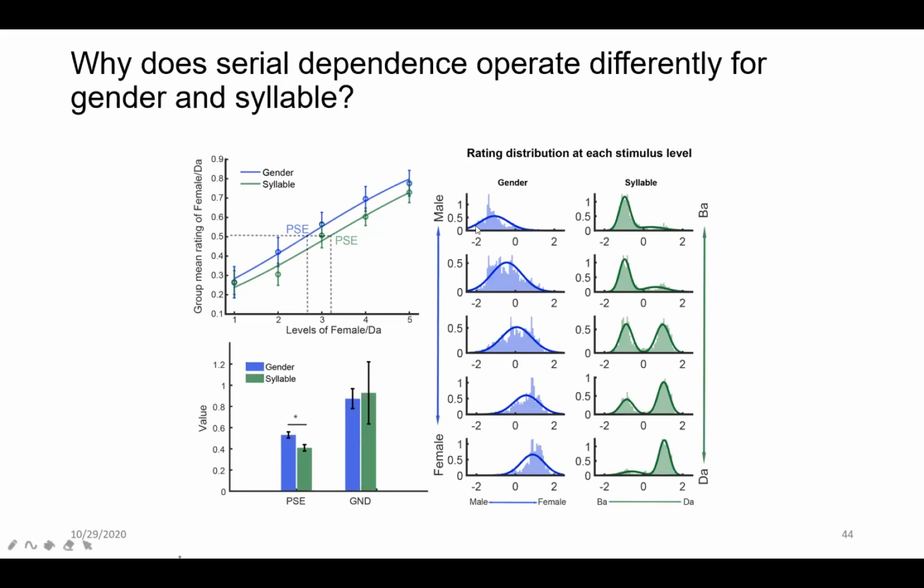For gender, as you can see, it's captured by one Gaussian curve. So it's like when the morph level changes, there's a Gaussian distribution shift accordingly. But for syllable, there is a bimodal distribution. So it's like the bimodal distribution is always there, but the relative weight between the two bumps changes for different morph levels.